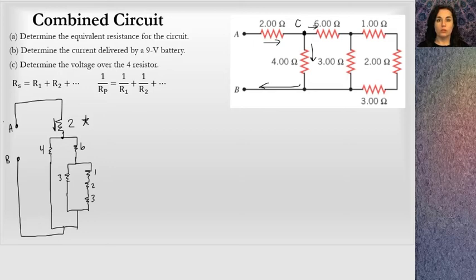And what we're going to do is look at the smallest portion of the circuit. The last thing I'm going to add together is this 2-ohm resistor. I have to do this stuff first. And before I do this stuff, I have to simplify this stuff. And before I simplify this stuff, I have to simplify these. So the first thing I'm going to do is simplify these.